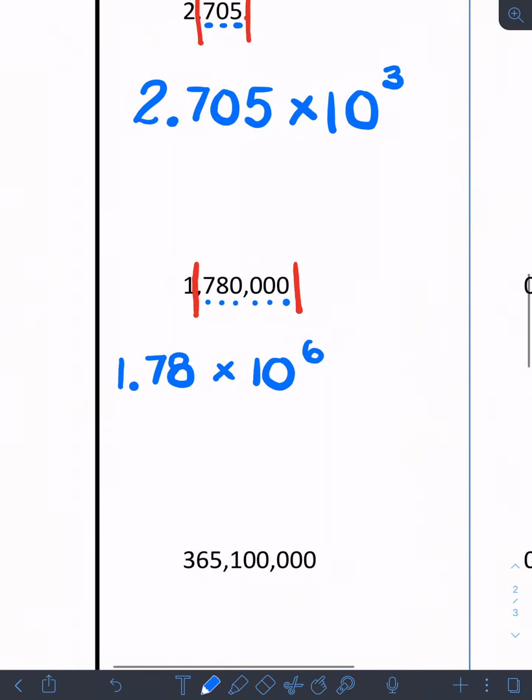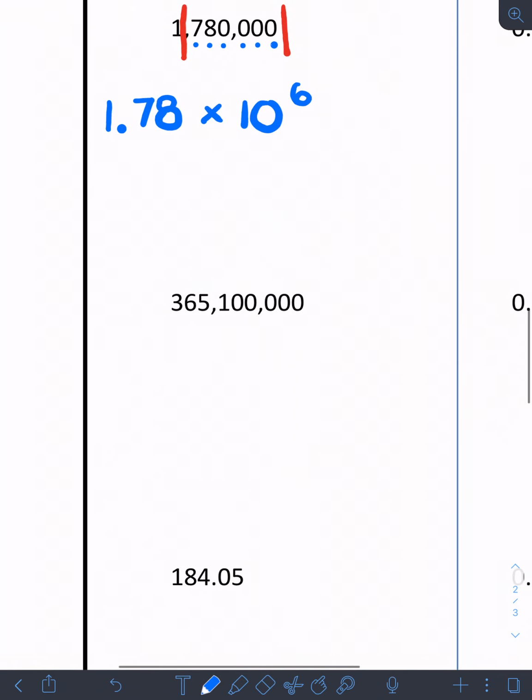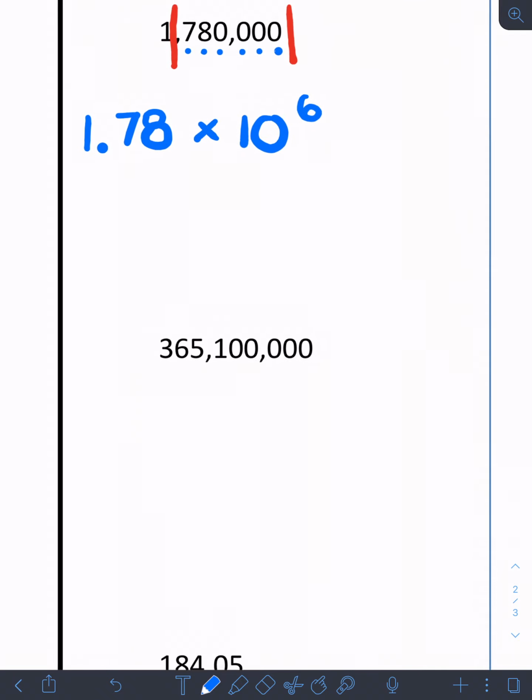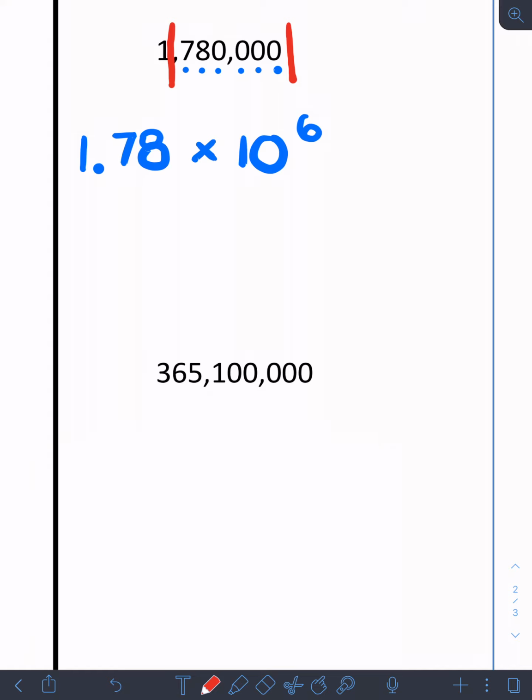Okay, next, let's look at the next number. We have 365,100,000. Just like what we did in the first 2 examples, you're going to draw a line after the decimal point, and then you're going to draw a line after the first non-zero digit, and we're going to count the digits in between. So 1, 2, 3, 4, 5, 6, 7, 8.